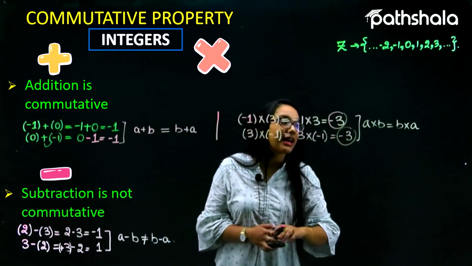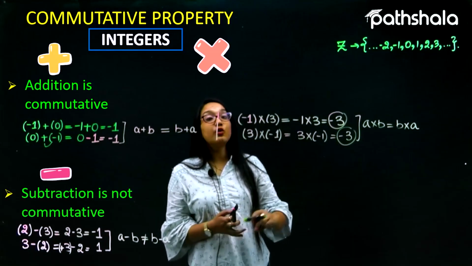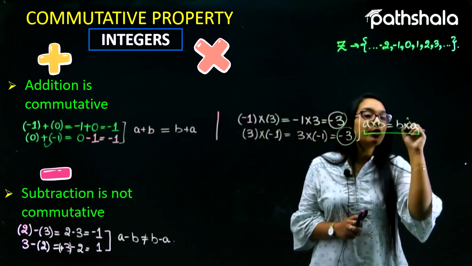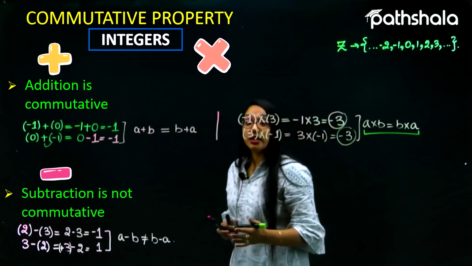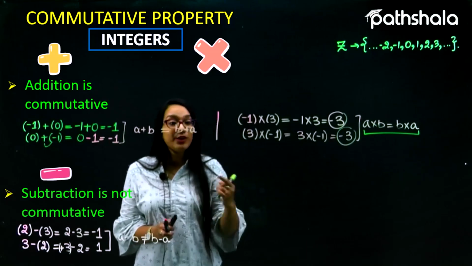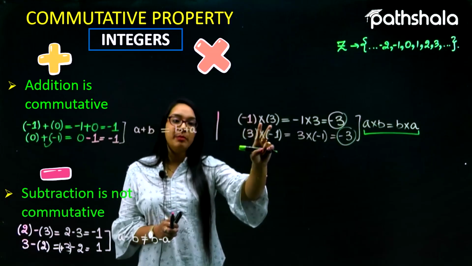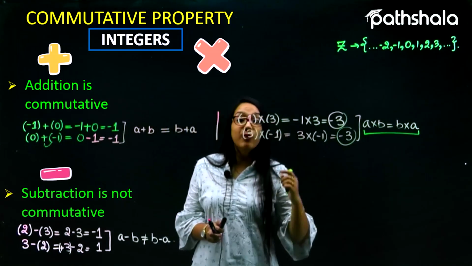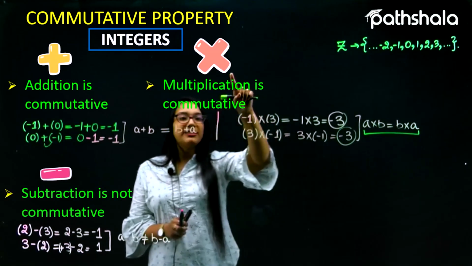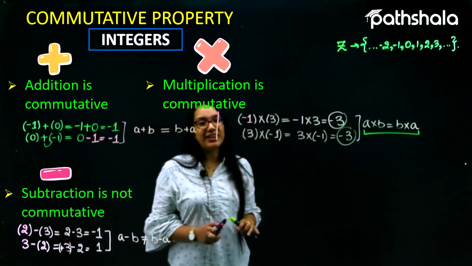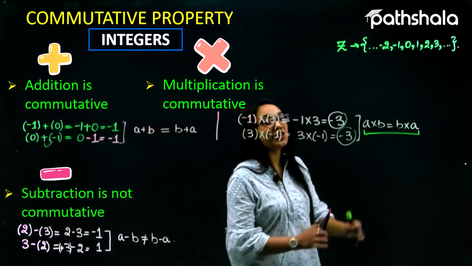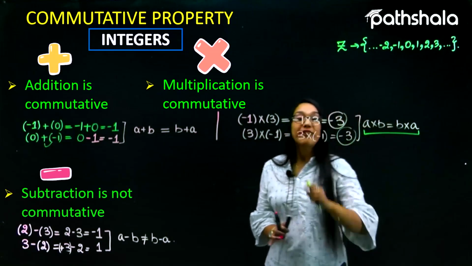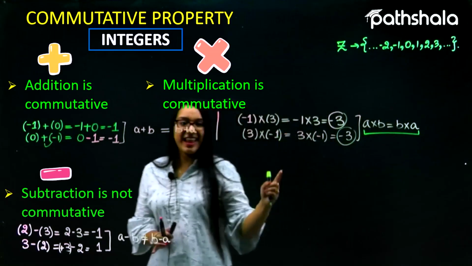So we conclude that A into B is equal to B into A, and hence the commutative property follows under multiplication for any two integers A and B. As minus 1 is an integer and 3 is an integer, what will be the conclusion at the end? Multiplication is commutative in nature. Why so? Because A into B is equal to B into A for any two integers A and B.